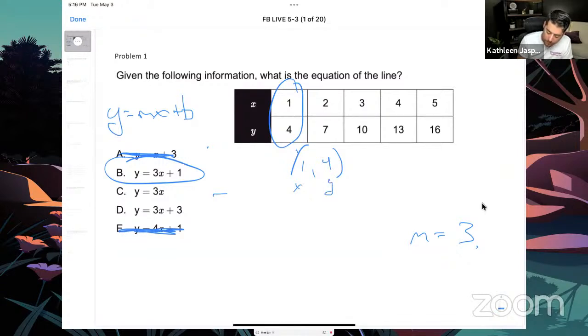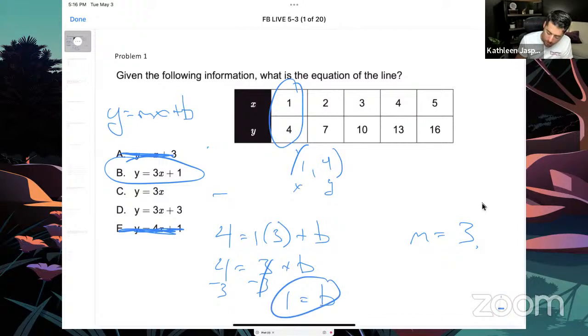As we put that in, 4 is equal to, and we know that x is 1, our slope is 3, plus b, right? Got to find what b is. That's what we're missing. So 4 equals 3 plus b, minus 3, minus 3. 1 is equal to b. We'll put that back in, right? B represents that number there, and that's how you figure out your equation of a line. Okay, 2 different ways of doing it.